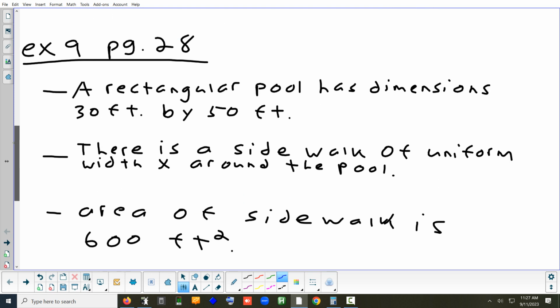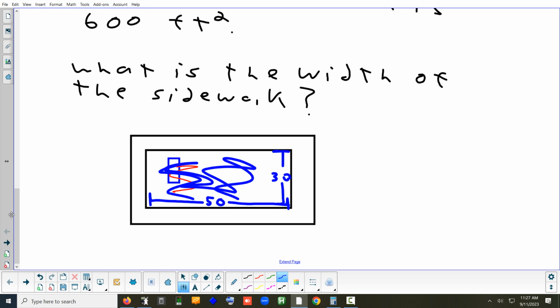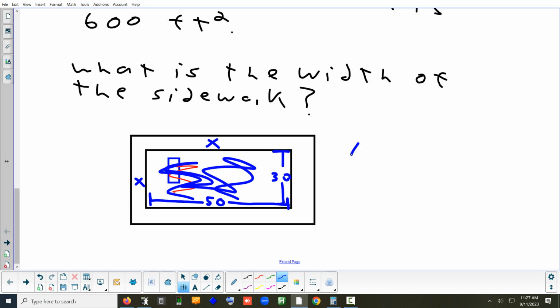Well, I know the width of the sidewalk. What is that? X. We don't know the number, but we at least know how we're going to represent it. It's x all the way around. It's as uniform as I could make it. And the area is 600. Let's do the abbreviation for area, A sub sidewalk. It's 600. So we definitely need a formula involving areas.